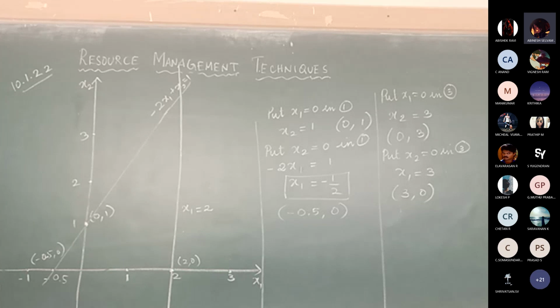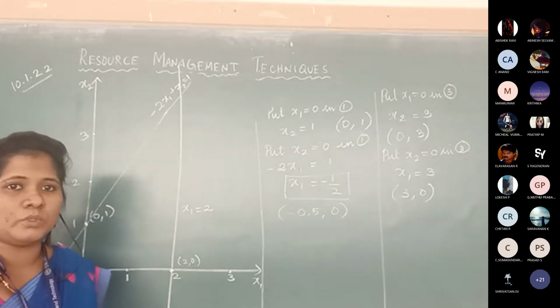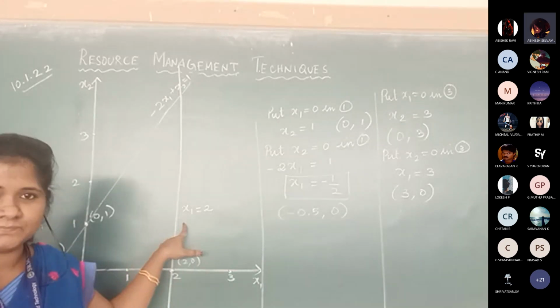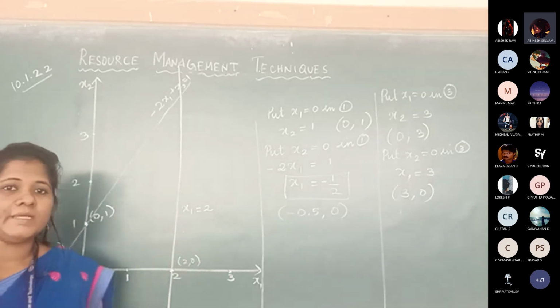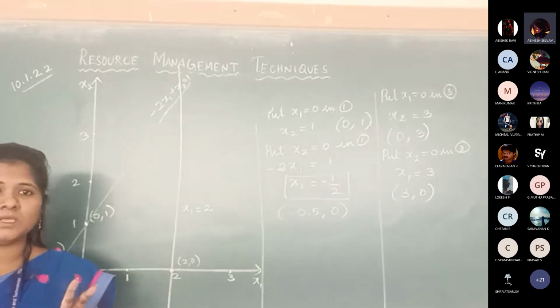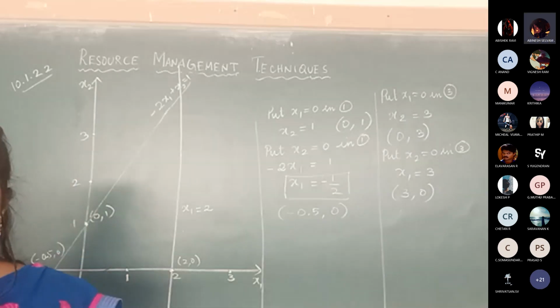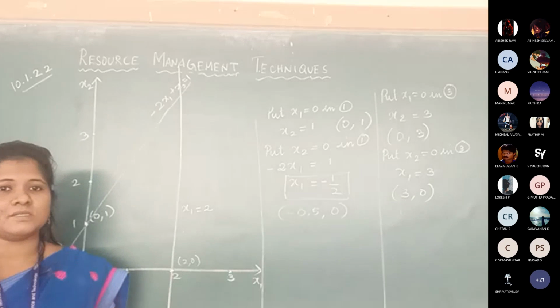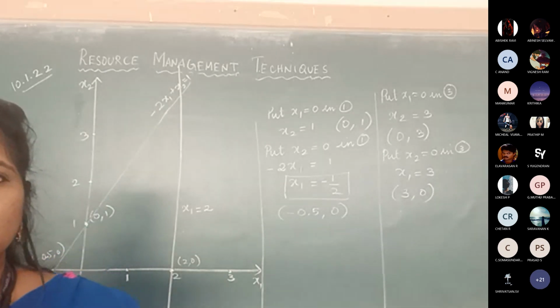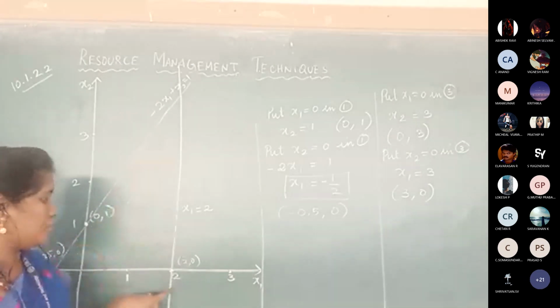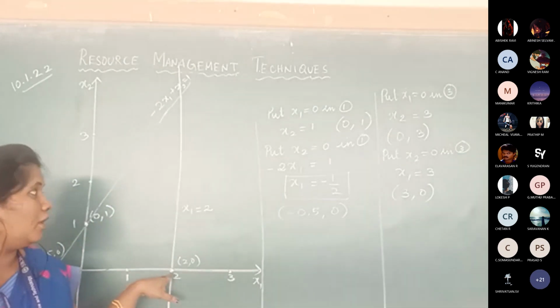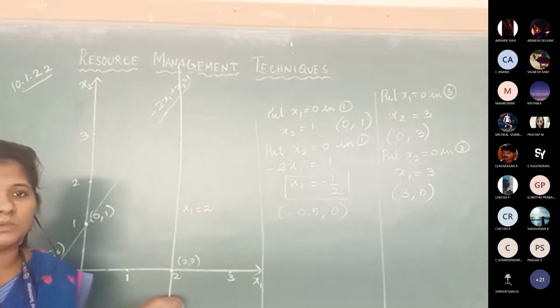You have written x1 is equal to 2 on the left side of the graph. It is the second equation in your question. In your question, the second equation is x1 is equal to 2. So x1 is 2 is nothing but the point 2. So directly we can draw a line, x1 is equal to 2.